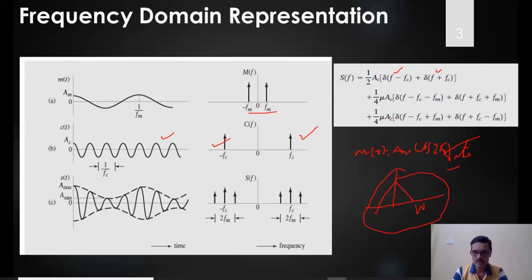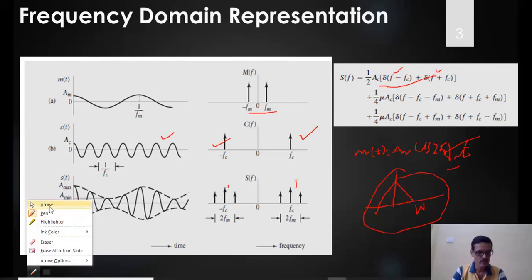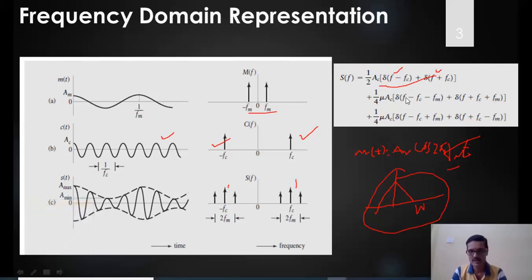Now coming to this equation, what is the meaning of it from the first part? We should have delta functions at plus fc and minus fc, that is this term and this term. The second part has a delta function at minus of fc plus fm, and a delta function at fc plus fm, this one.